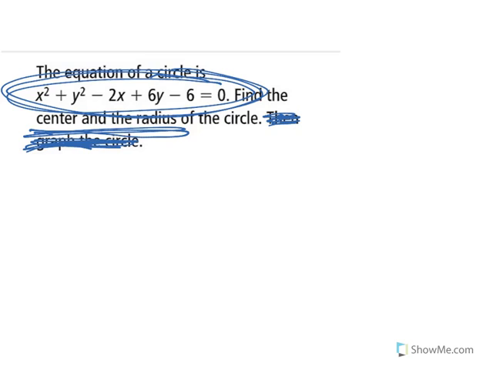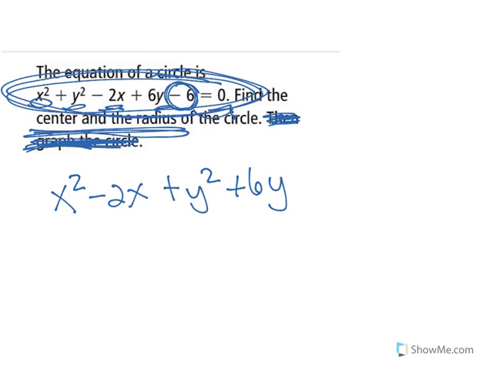So let's put all of our x's together and our y's together, and then let's get this guy over here to the other side. So that means we're going to have x squared minus 2x plus y squared plus 6y, and then let's add that to the other side so we get equals 6. Okay? Because we know we need a number over on that right side, right? So eventually that final number will be our radius. We're not there yet though.